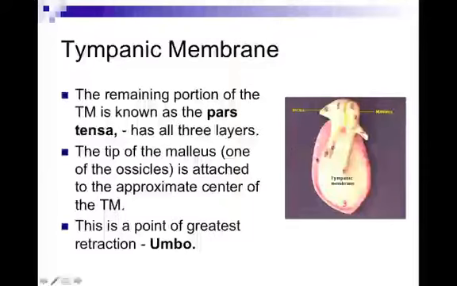As I said, the majority of the tympanic membrane is the flexible, tensed part, known as the pars tensa. The tip of the malleus, the first of the ossicles and the largest of the ossicles, is attached to the center of the tympanic membrane at a point that we call the umbo. This is a point which is maximally retracted inwards, and it's what results in that concave shape of the tympanic membrane.